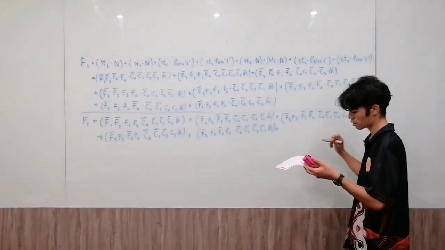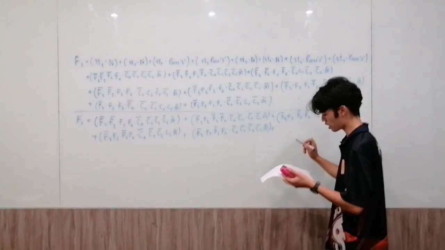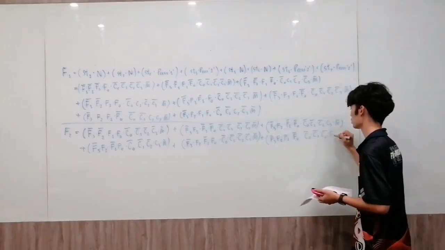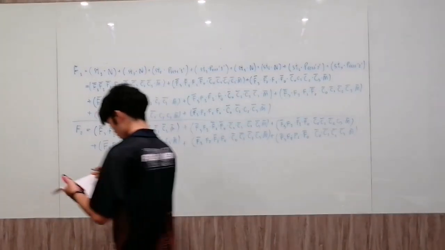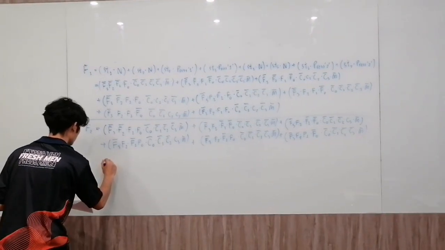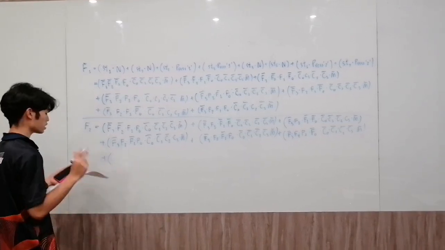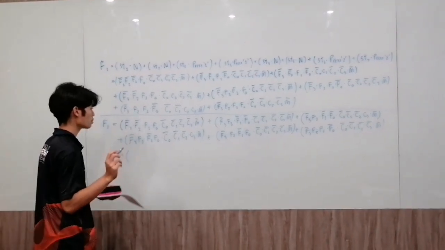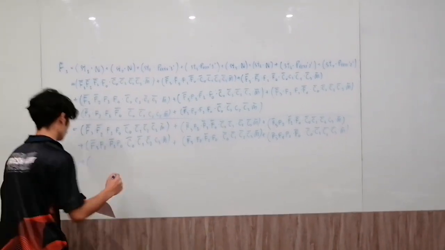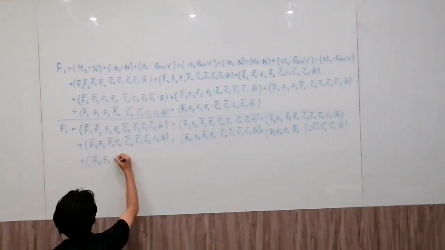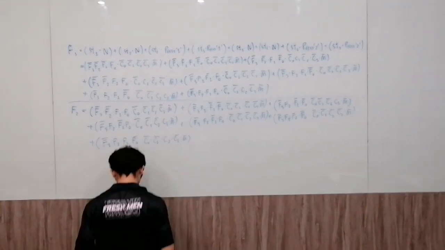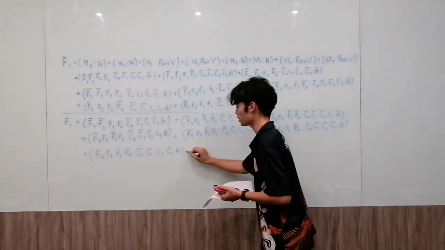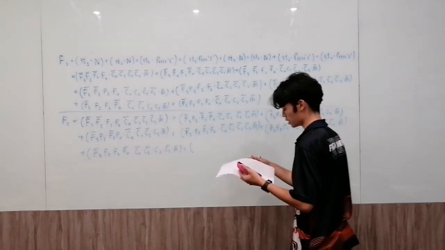Next is or with state 6 and with no press. Next is or with state 6 and with the button number 2, press 2. And the last one is or with state 7 and with press 2.